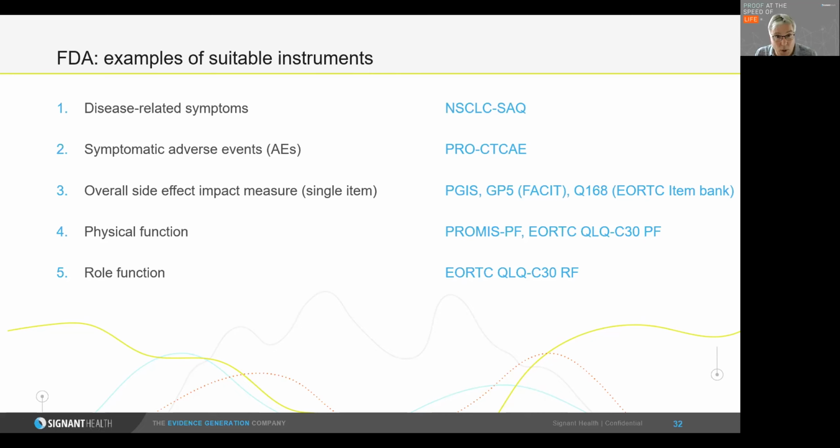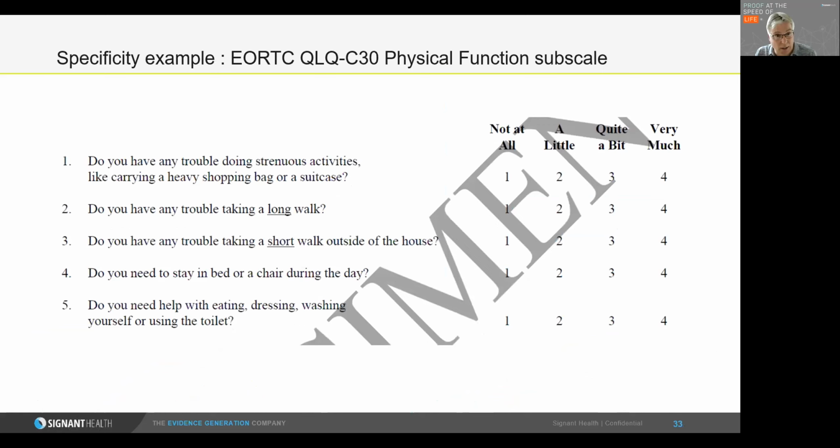So if you've worked in oncology studies, you'll recognize some of these. Obviously the non-small cell lung cancer questionnaire is there that we've already looked at. The Pro-CTCAE is an adverse events self-report instrument. And then you've got things like the EORTC QLQ-C30, the physical function subscale of that instrument, which they've identified as being specific enough for the measurement of physical function. So let's look at a couple of examples, if you go to the next slide.